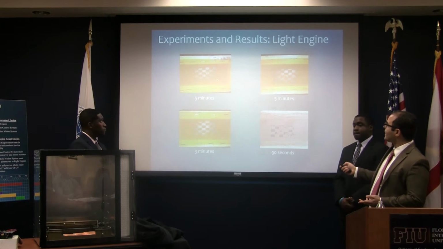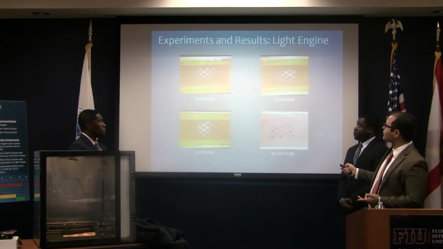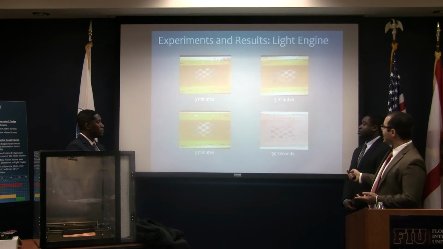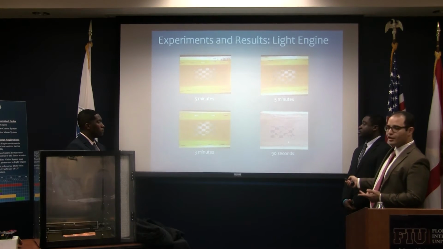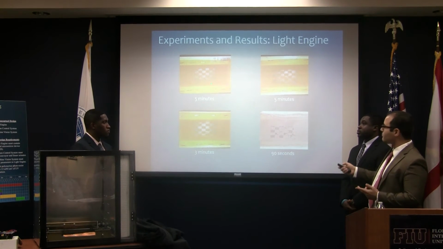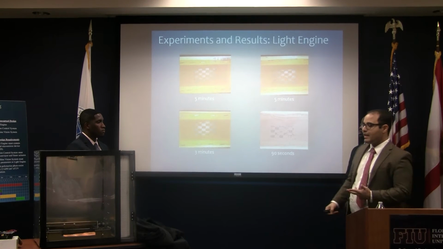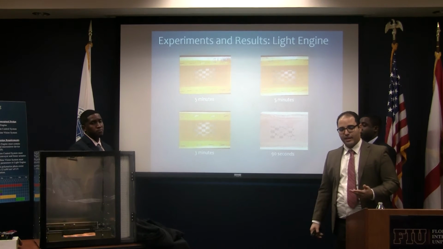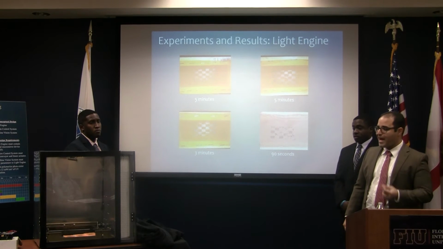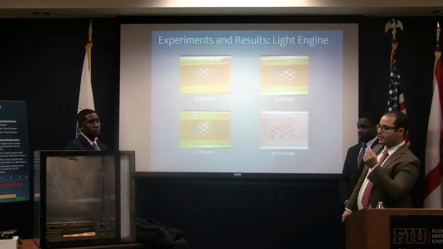So we were able to obtain fairly satisfactory results at 5 minutes and also at 3 minutes. However, at 90 seconds, it was underexposed. So that means that what this entire experiment proves is that the light engine is emitting UV radiation with sufficient power to polymerize the photoresist.